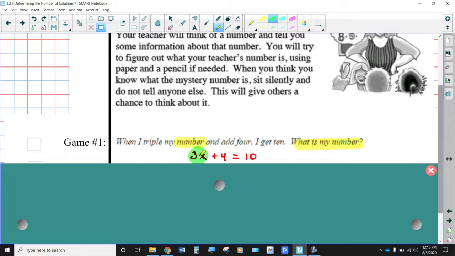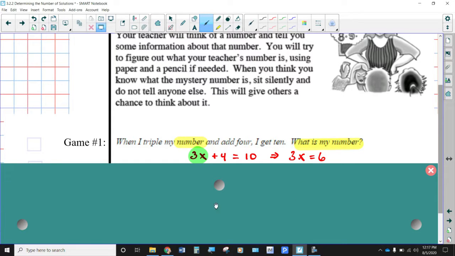What does that quantity have to be? What do you add to the number 4 to give you 10 for an answer? And if you said that would be 6, then I would say yes, absolutely. So after subtracting 4 from each side, you should see that 3x is equal to 6.